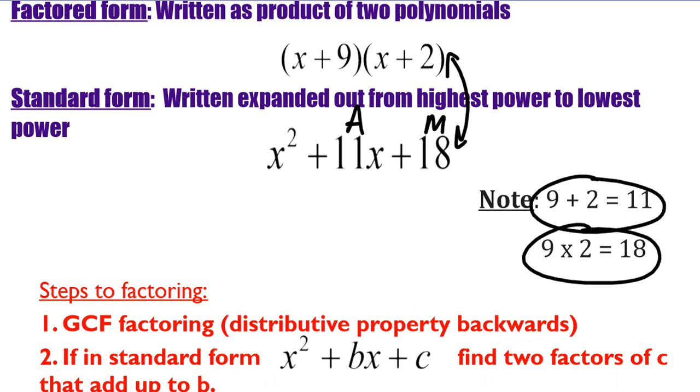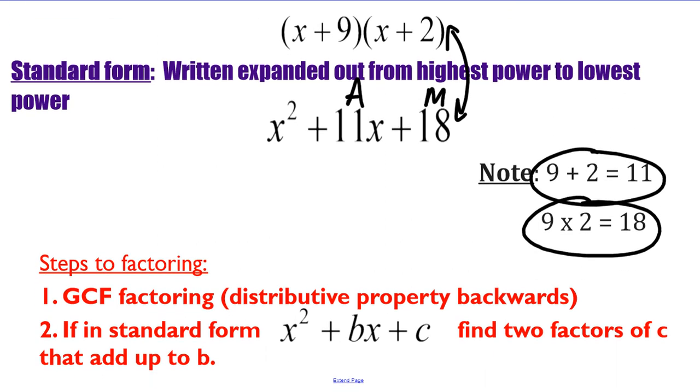The steps to getting it into factored form are to first do greatest common factor factoring, kind of simplify, that's what we did in a prior section, and then use what we learned today. I know that it has to multiply to make the last term, so I need to find two factors of C. Factors are numbers that multiply to make C, that also add up to be B. So it has to multiply to make C and add up to be B. Let's give it a try.